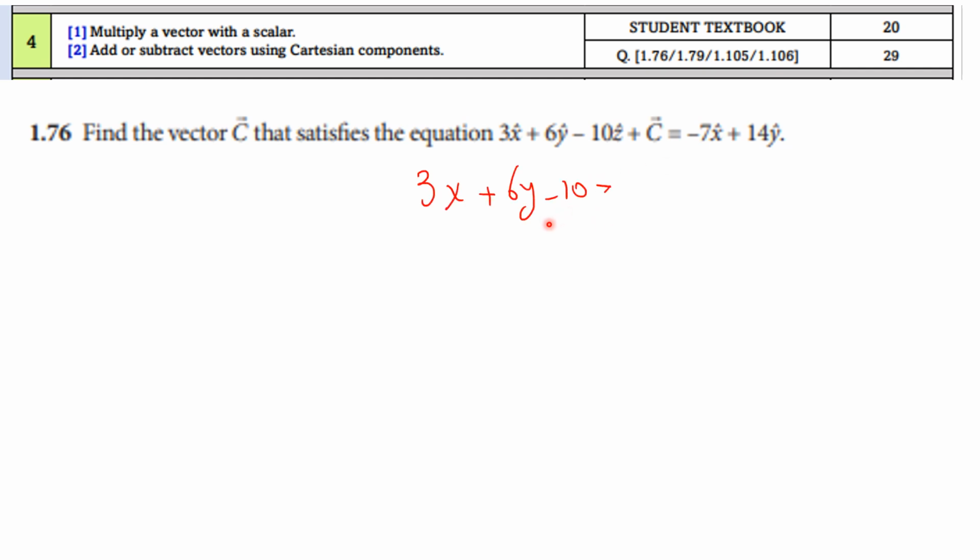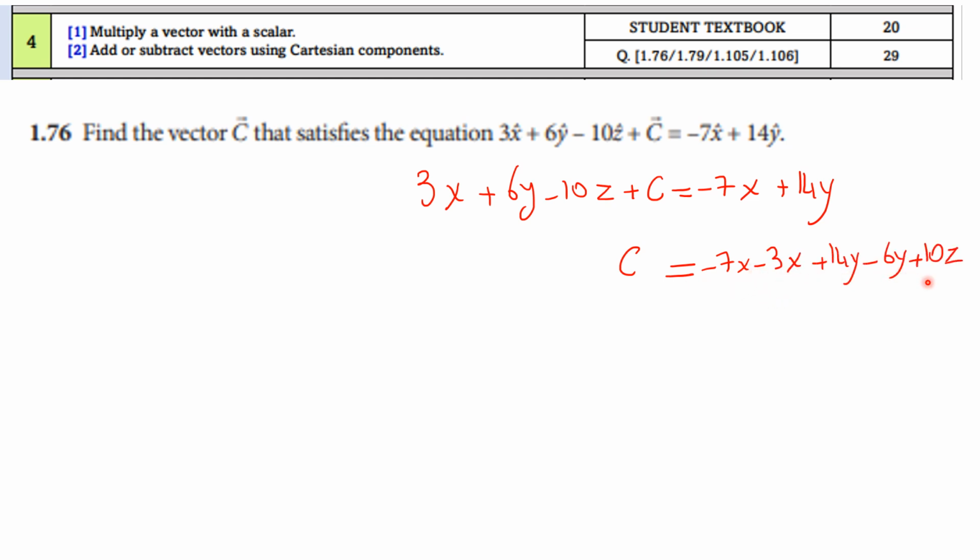So here I just write the equation, and then as a second step, I put all the x together and the y together on one side. Okay, so minus 7x. I bring 3x to the other side, it's minus 3x as well. So plus 14y, I bring 6 to the other side, so now it's minus 6. And here minus 10z, bring it to the other side, it becomes plus 10z.